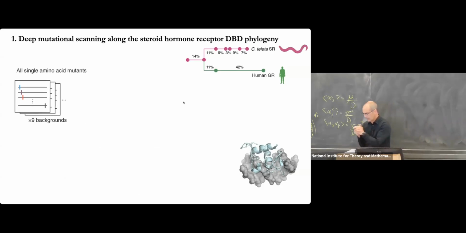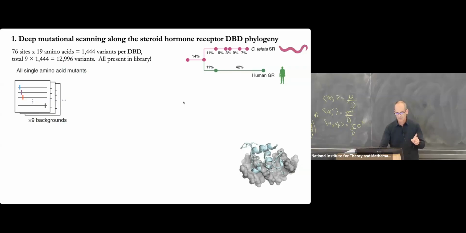All right, so here's the experimental approach. Make a library that codes for all 19 possible amino acid mutations at each site in the protein. Do that in all 9 of these backgrounds. So Yanmu did this work and it was quite immaculate. There are a little over 1,400 mutants per DBD. There are a total of 9 backgrounds for about 13,000 variants. They're all present in the master library.